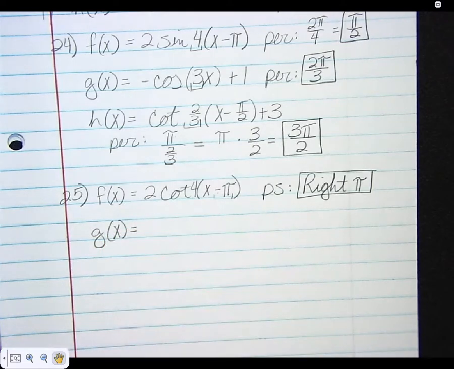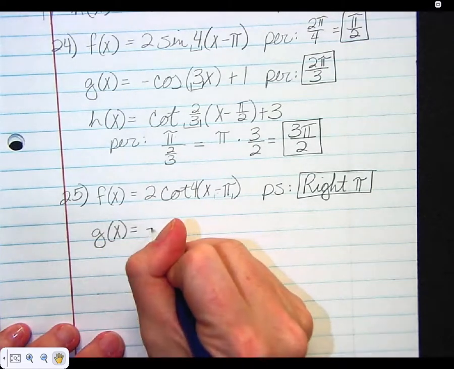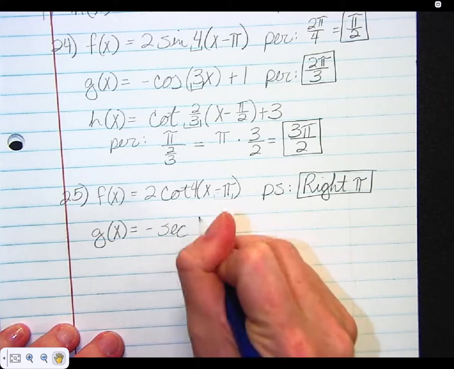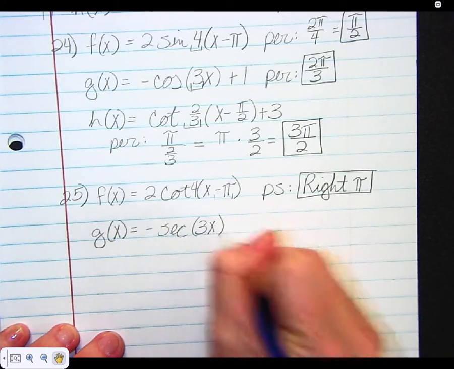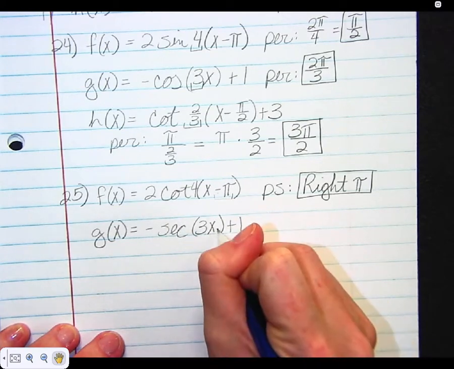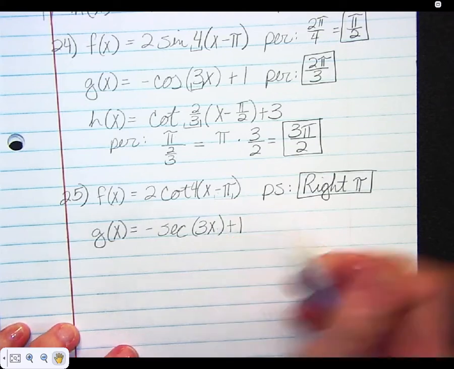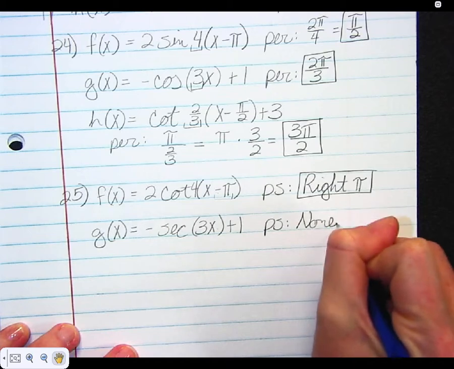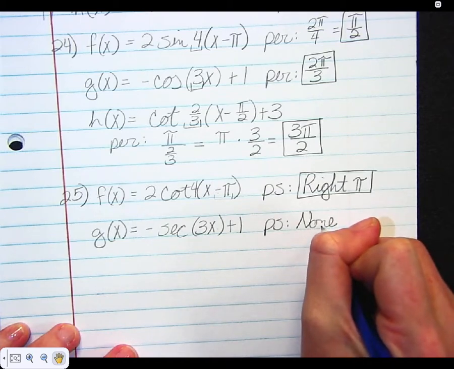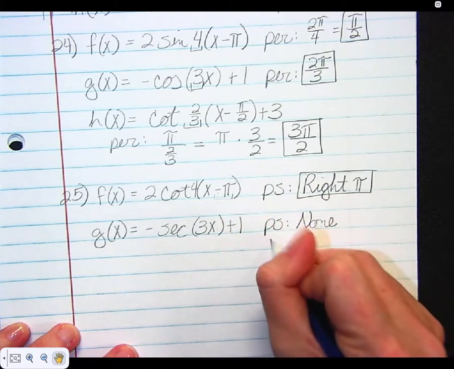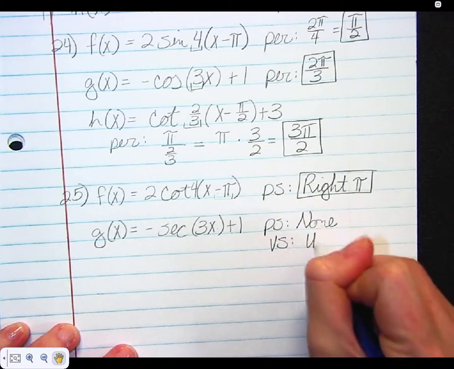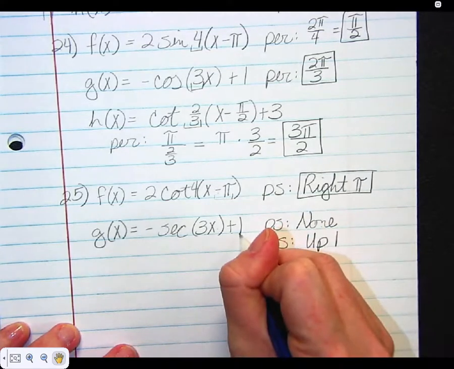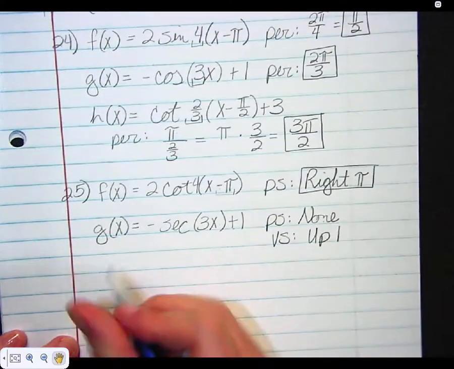All right, on g of x, we are working with a secant value, 3x plus 1. This one doesn't have a number being added or subtracted inside the parentheses here, and so my phase shift's going to be none. So when we go to graph this one, you're just going to start right there at 0 pi. Let me go ahead and make a note, however, that this one does have a vertical shift of up 1 because of this 1 that's sitting right outside here.